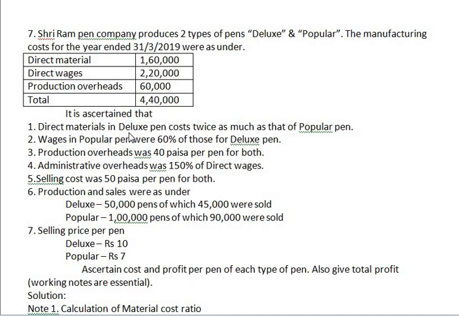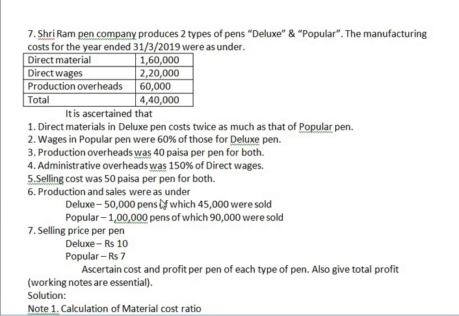It is ascertained that direct material in deluxe pen costs twice as much as that of popular pen. Second point is wages in popular pen were 60% of those for deluxe pen. Production overheads was 40 paisa per pen for both. Administrative overheads was 150% of direct wages. Selling cost was 50 paisa per pen for both.